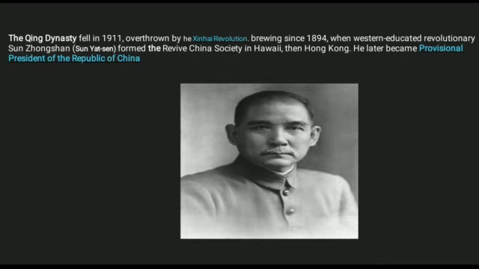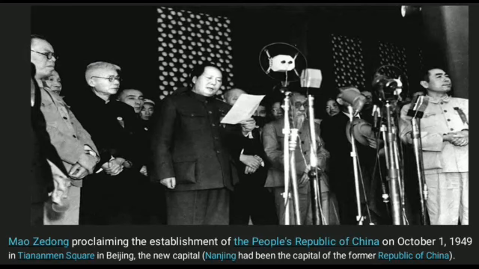The history dates back to 1894 when the Xinhai revolution overthrew the Qing dynasty under Sun Yat-sen, and China became a powerful republic. Later, in 1949, under Mao Zedong, the People's Republic of China was established with Beijing as capital.